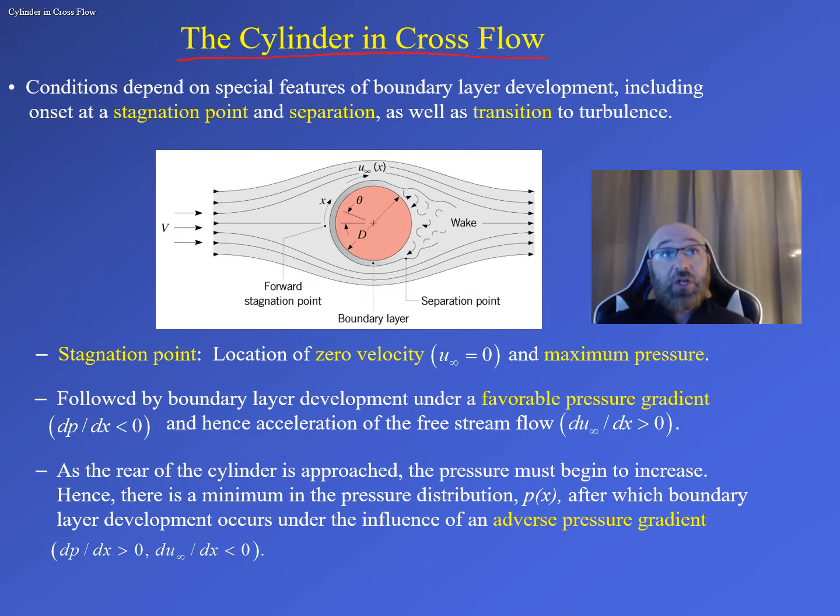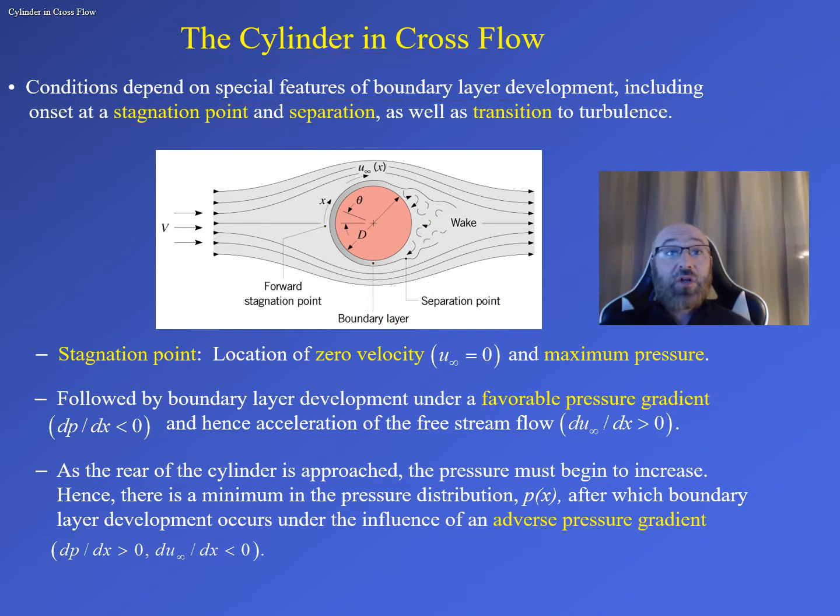Conditions are going to depend upon the special features of the boundary layer development, including onset at the stagnation point and separation, as well as transition to turbulence. Looking at these terms on our diagram below, we can see there's our velocity coming in here. This is our stagnation point. Our forward stagnation point is right here, right at that boundary layer. We can see that boundary layer going there. And off over to the right here, we see our separation point, where it actually starts to separate, where it transitions to turbulence.